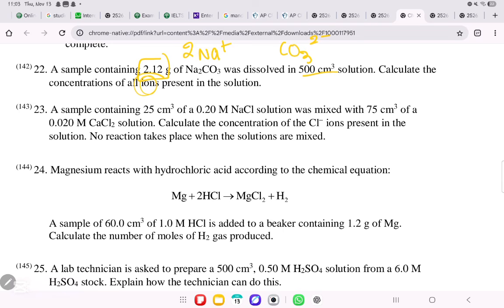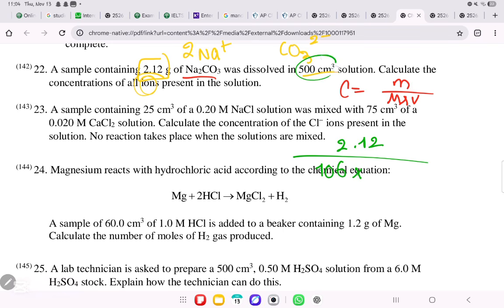Now, how can I find the concentration of Na2CO3? Mass over molar mass equal number of mole equal concentration times volume. That means mass over molar mass equal concentration times volume. I'm looking for the concentration. That means concentration is equal to mass over molar mass times volume. Okay? So my mass, which is 2.12, over the molar mass of Na2CO3, which is 106, multiplied by the volume, which you change into decimeter cubed, or liters, it would be 0.5. So then after solving, it will give you an answer of 0.0400 molarity.